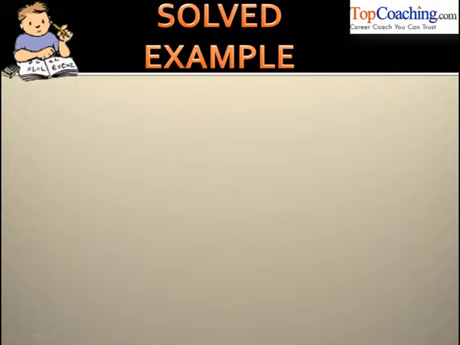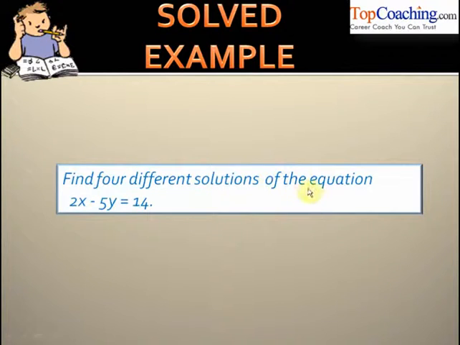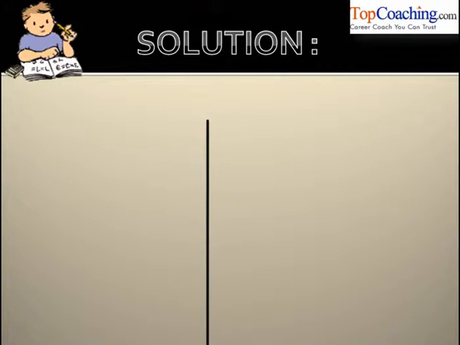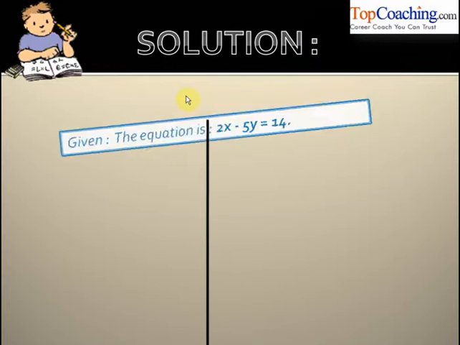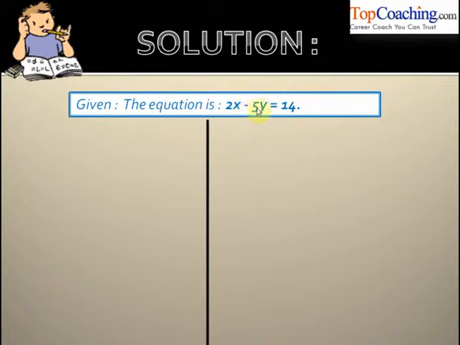Now, enough of theory. Let's try to solve a few examples. Find 4 different solutions of the equation 2x minus 5y equal to 14. We have been given the equation 2x minus 5y equal to 14. This is one linear equation in two variables x and y, and we have to find 4 different solutions of this equation. The given equation is 2x minus 5y equal to 14, and we know that there are infinitely many such solutions.